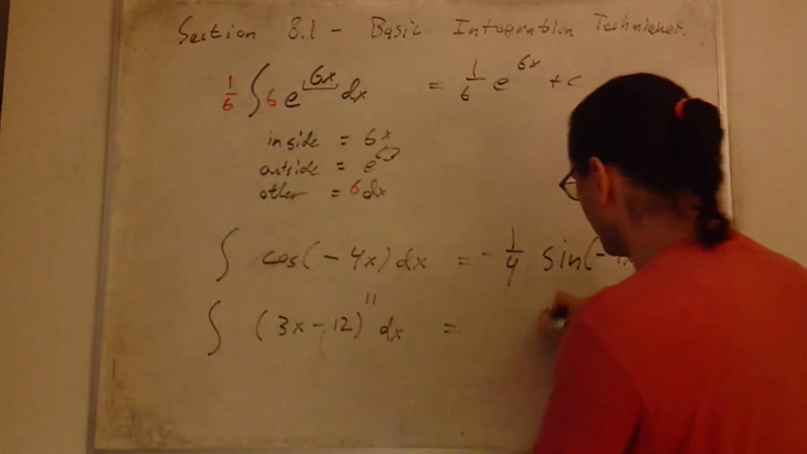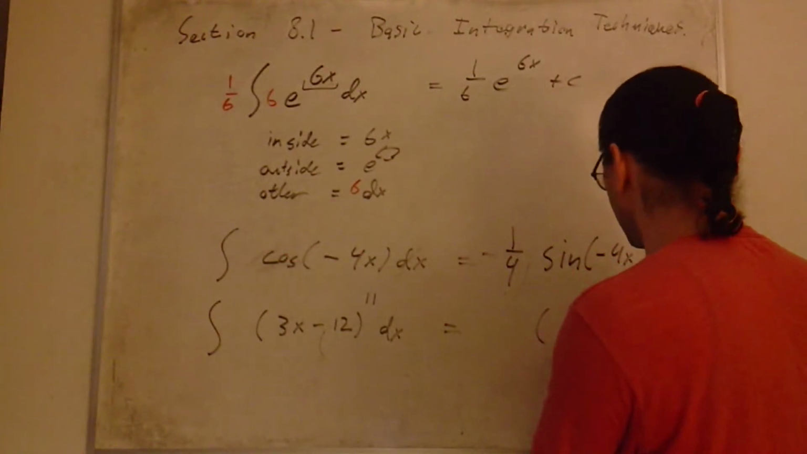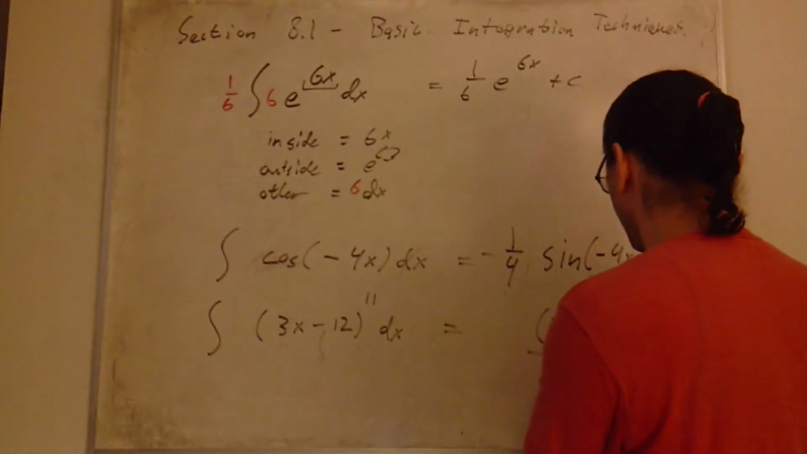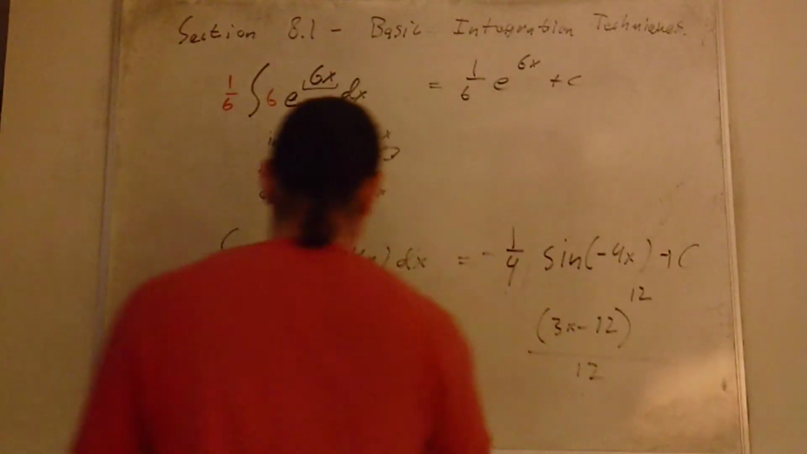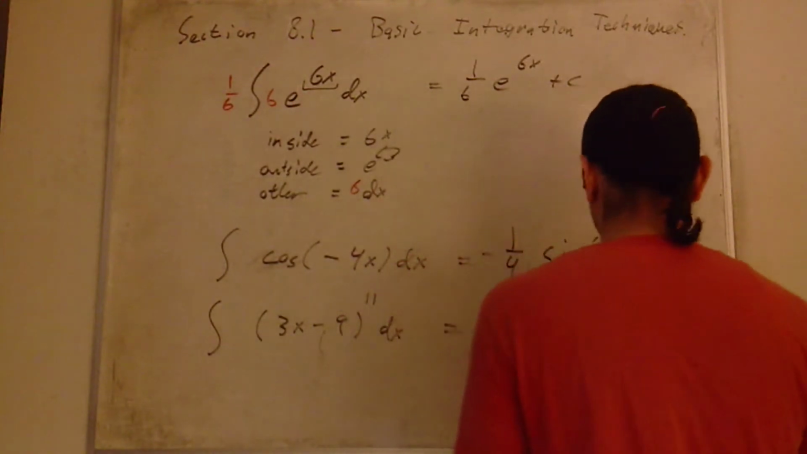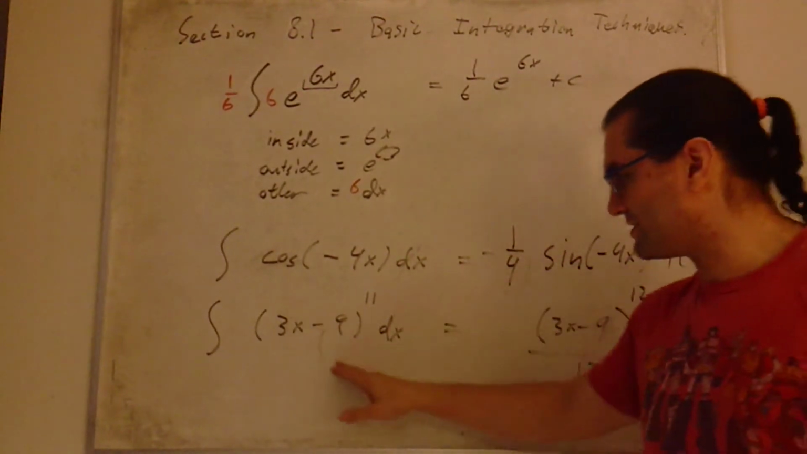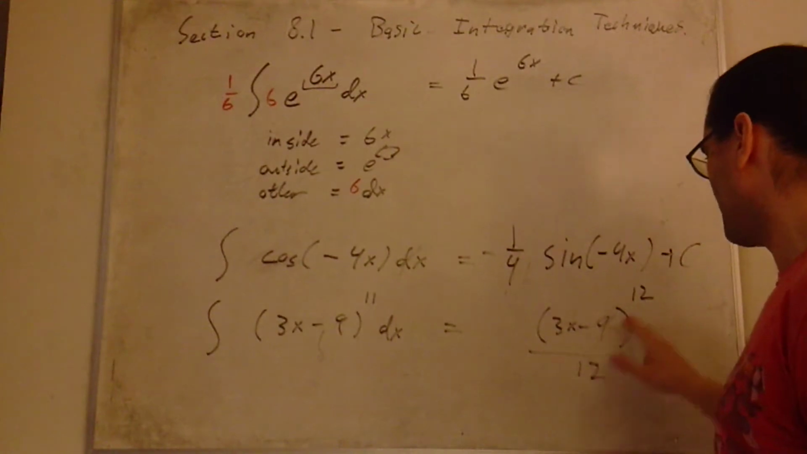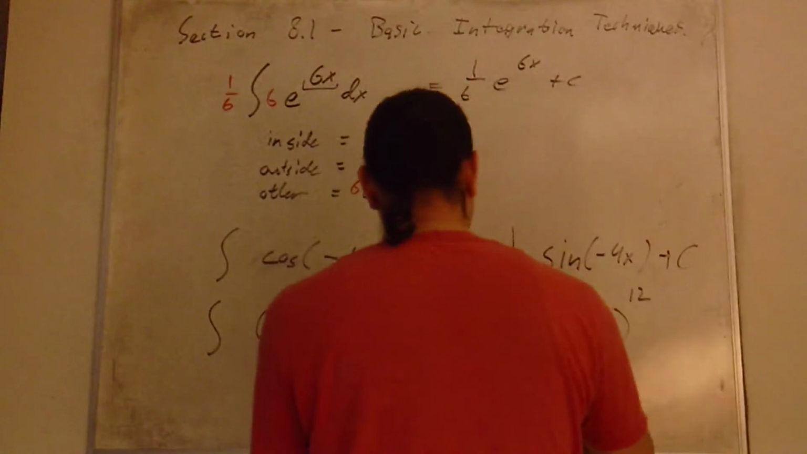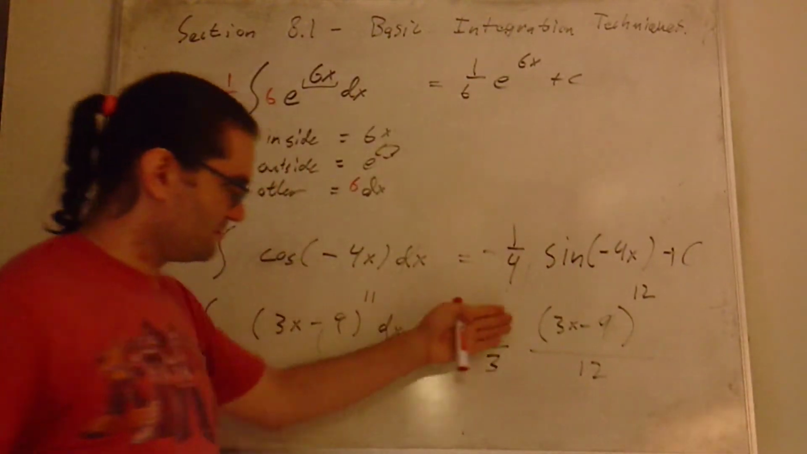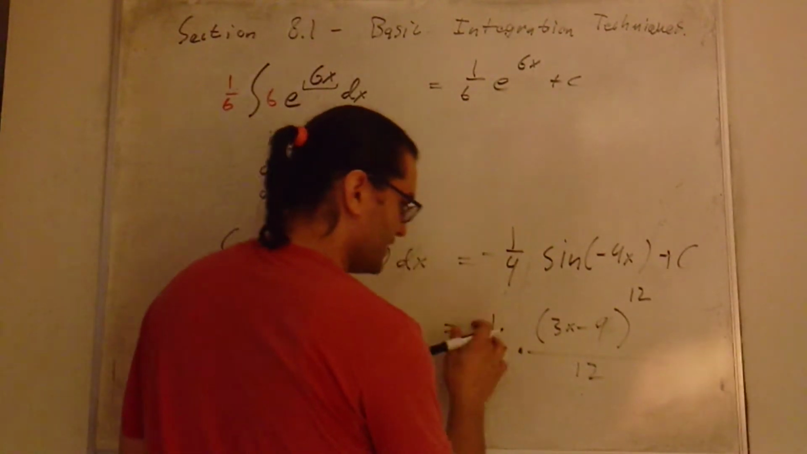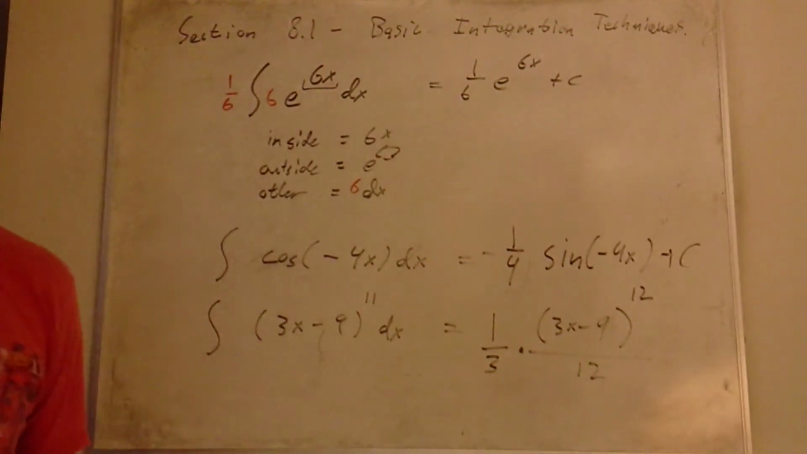We know that things to the 11th power will integrate into things to the 12th power. 3x minus 12. Oh, I should use a different number here. Let me make this into 9, so it's different from this. Okay. 3x minus 9 to the 11th is going to integrate to 3x minus 9 to the 12th over 12. But because you have a 3 out front, you're going to put a 1/3 here. So if you simplify this, you get 36 on the bottom.